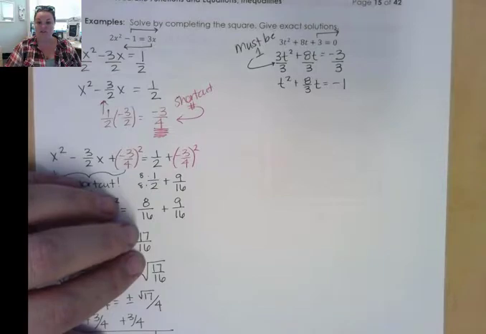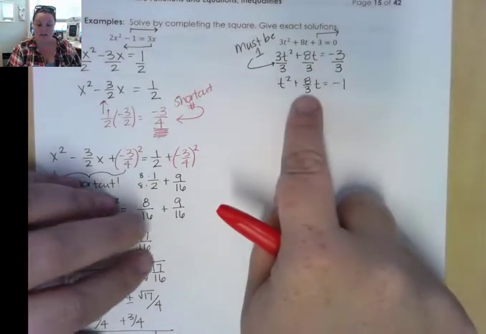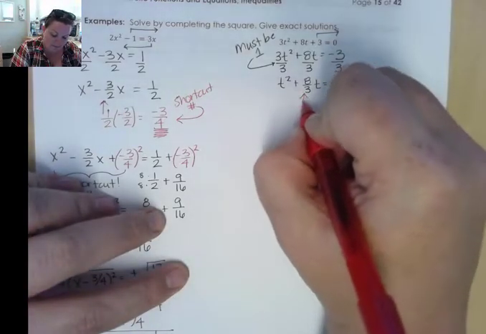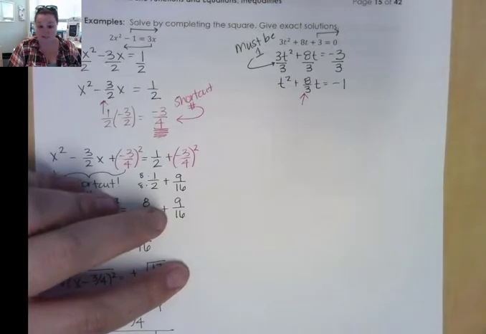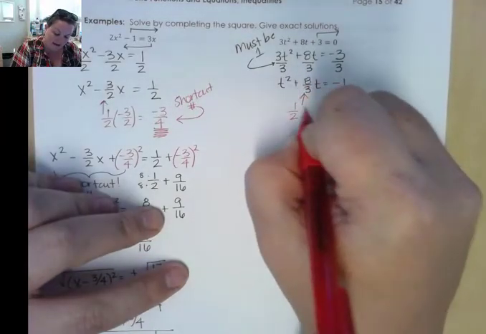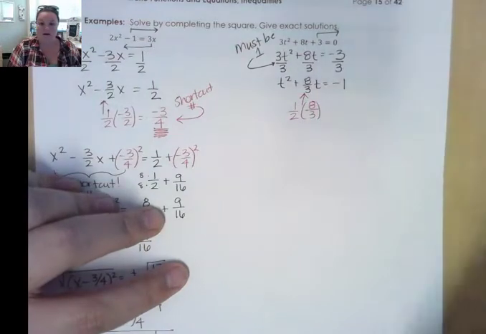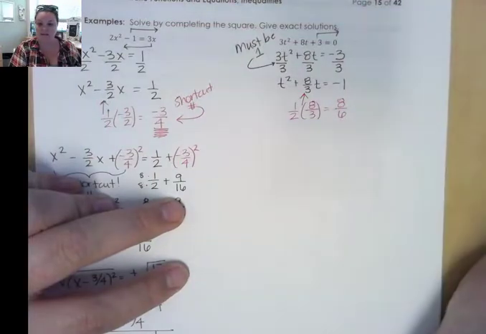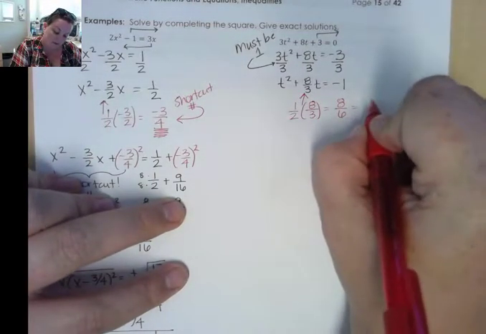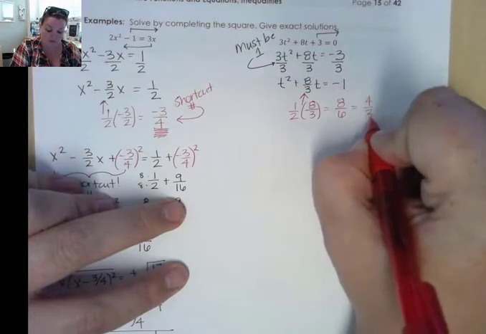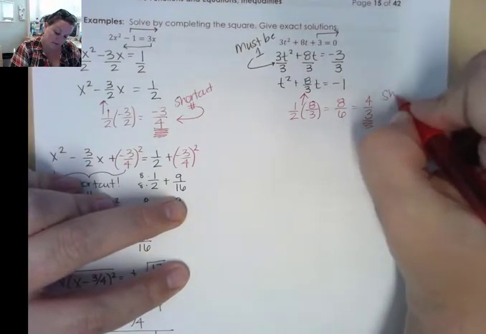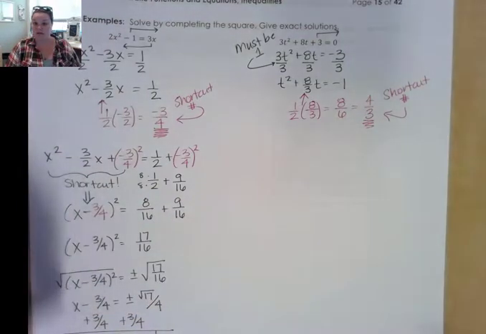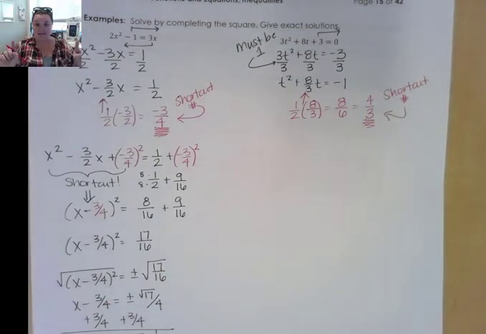And now that I have just my t squared and my t term on the same side, I can go ahead and start the completing the square process. So I take my middle term coefficient, or my t coefficient in this case, right? And I'm going to take half of it. So I'm taking half of 8/3. So half of 8/3 gives me 8/6. And then I'm going to go ahead and reduce that down to 4/3. So this is my shortcut number. Okay. Now before I can do my shortcut, I have to square that number and add it to both sides.